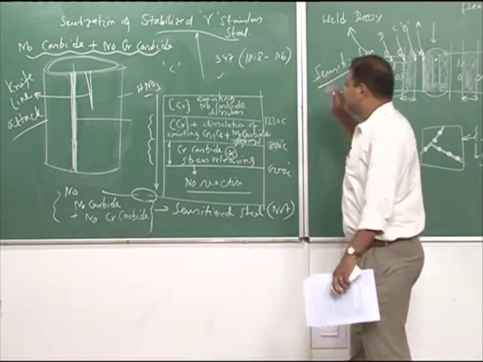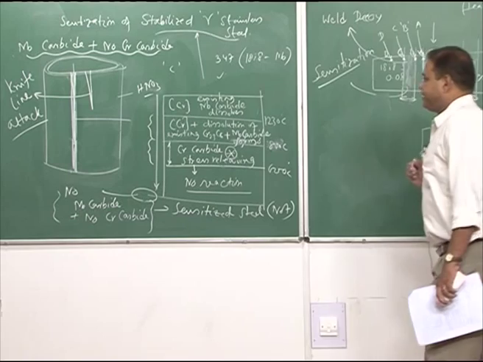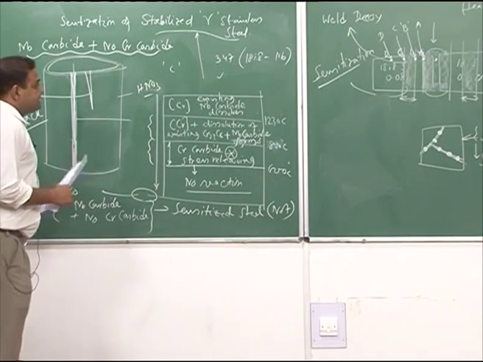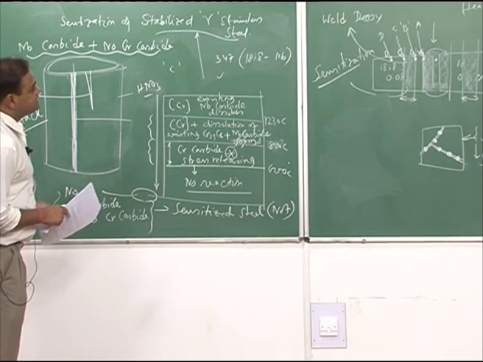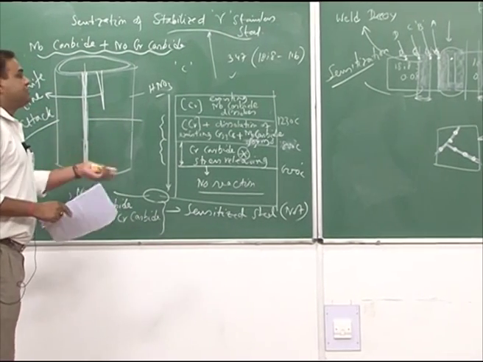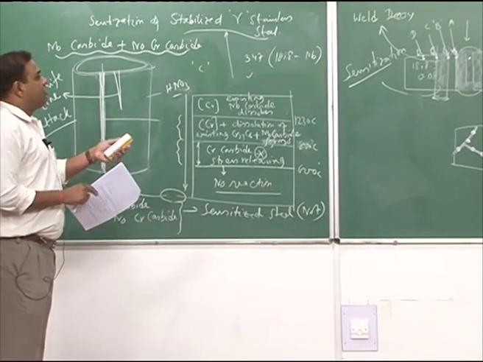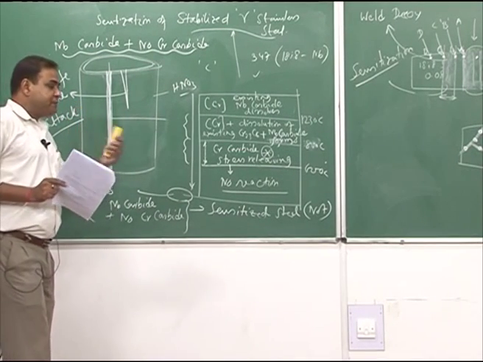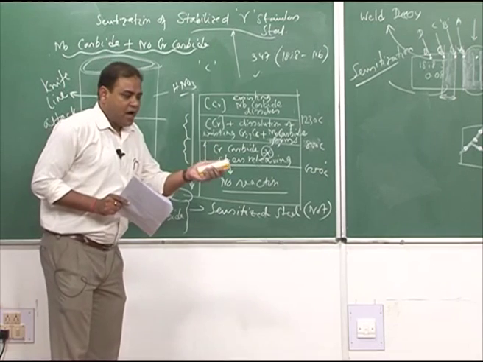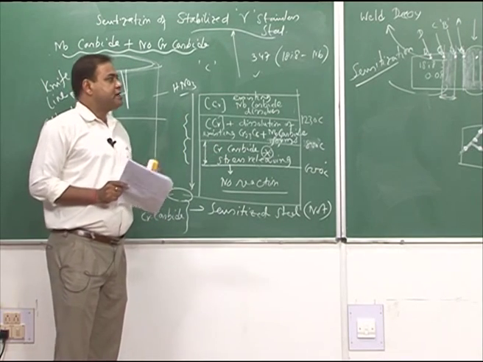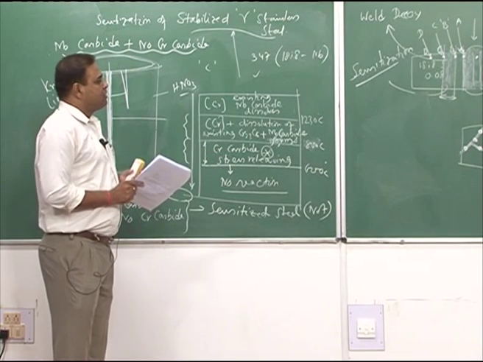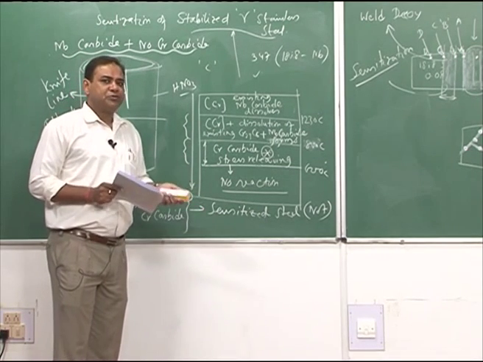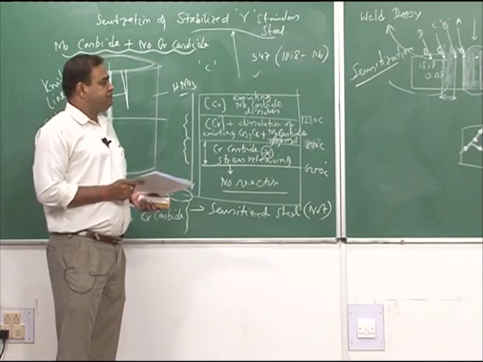So, this is about intergranular corrosion of stainless steel, 18-8 stainless steel. This can happen in other materials also, as we have already cited some examples. For example, impurity segregation, that is iron segregation along the grain boundary of aluminum alloys, or zinc enrichment along the grain boundary in case of brass.